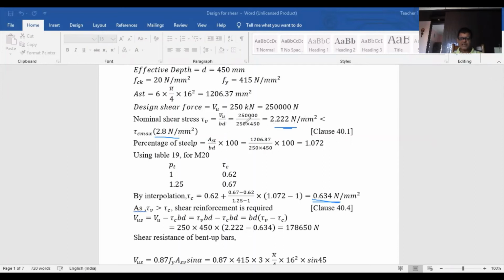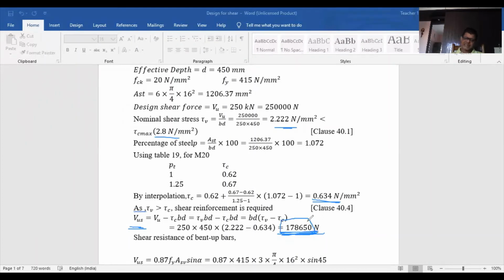Don't change any cross section. Now tau b is greater than tau c, so you will need shear design. What is the design shear force? Calculate (tau b minus tau c) bd. Now this value, 178650 Newton, is your design shear. So for this, you have to design for shear.